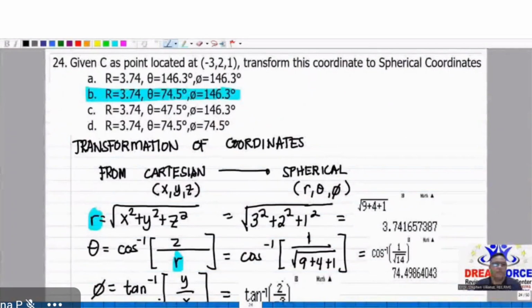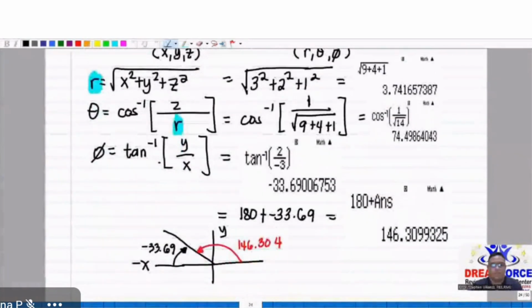Next, transformation of coordinates. So, from Cartesian to spherical. So, that is r, theta, then phi. So, nandito na yung formula, no? Okay. The answer is boy. Part 1, then part 2.